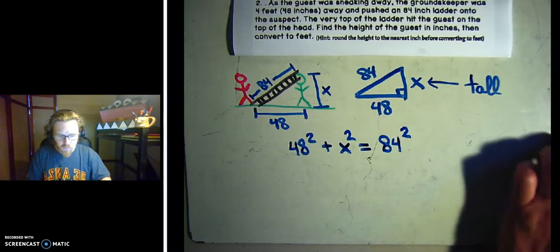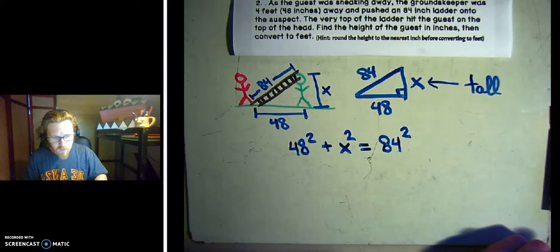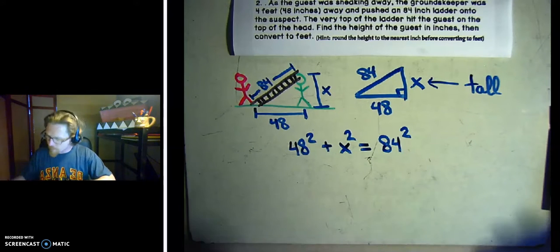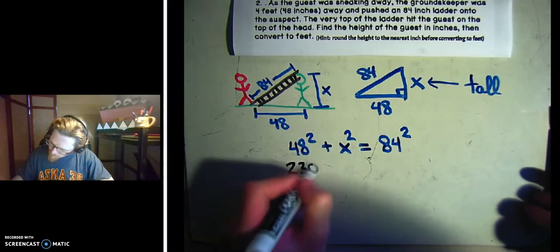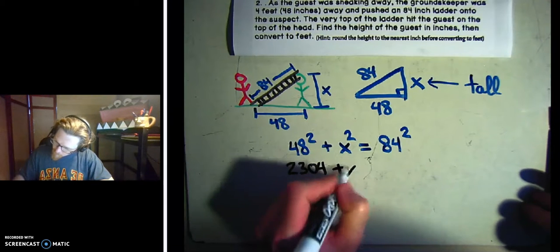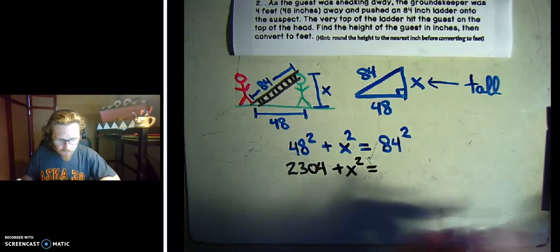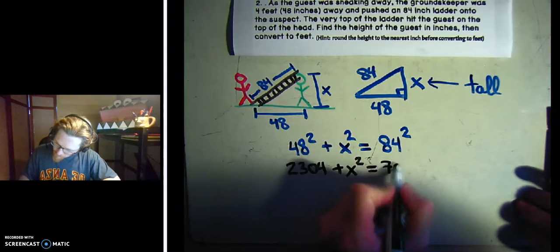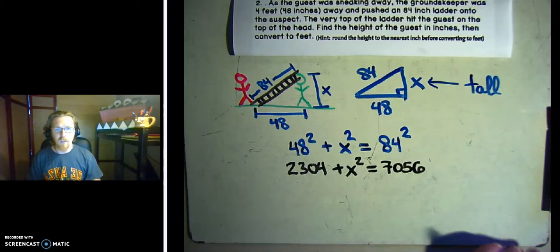Now we're going to do some squares. In order to solve for x, the first thing that we need to do is square all the things that we can. 48 squared is 2,304. We don't know what x squared is, so I'm going to leave that as x squared. And 84 squared is 7,056. So I just squared the numbers that I could.